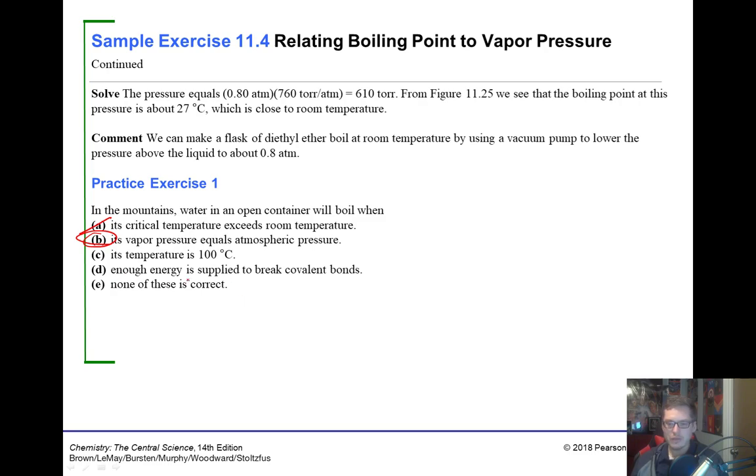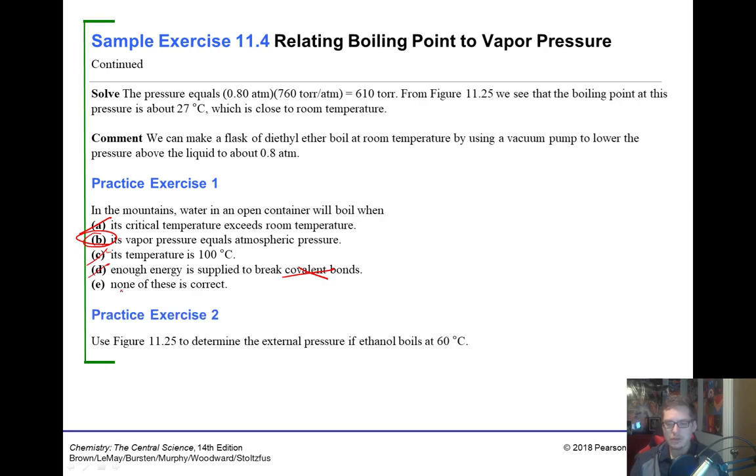All right, and then enough energy is supplied to break covalent bonds. Well, this isn't, boiling is a physical change, so that means we're breaking intermolecular forces. Breaking covalent bonds would be a chemical change, so that's just silly. And then none of these correct. Well, that's just not true. We already said that B was correct. All right, so B is the answer on that one.